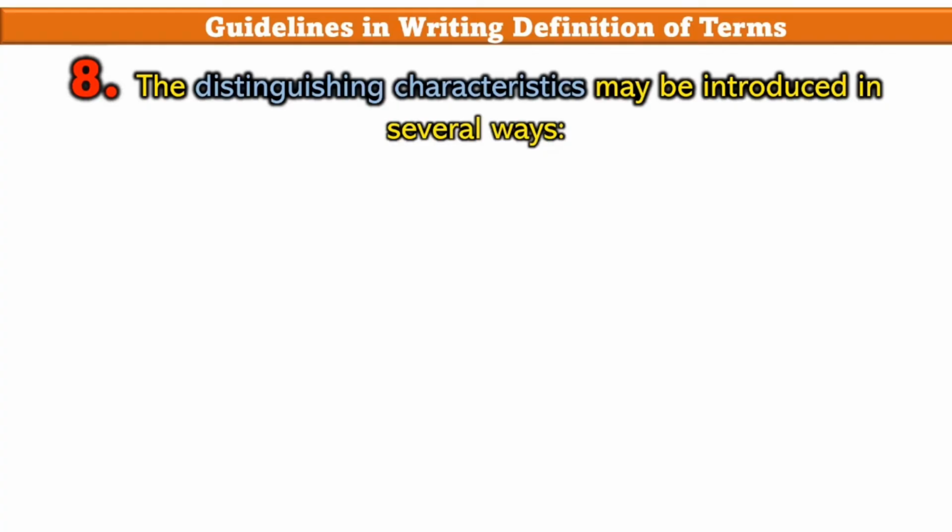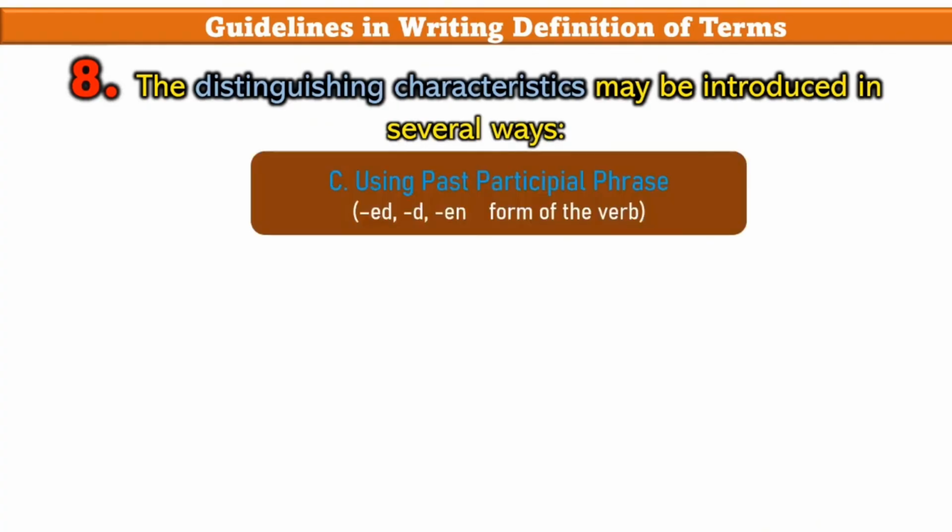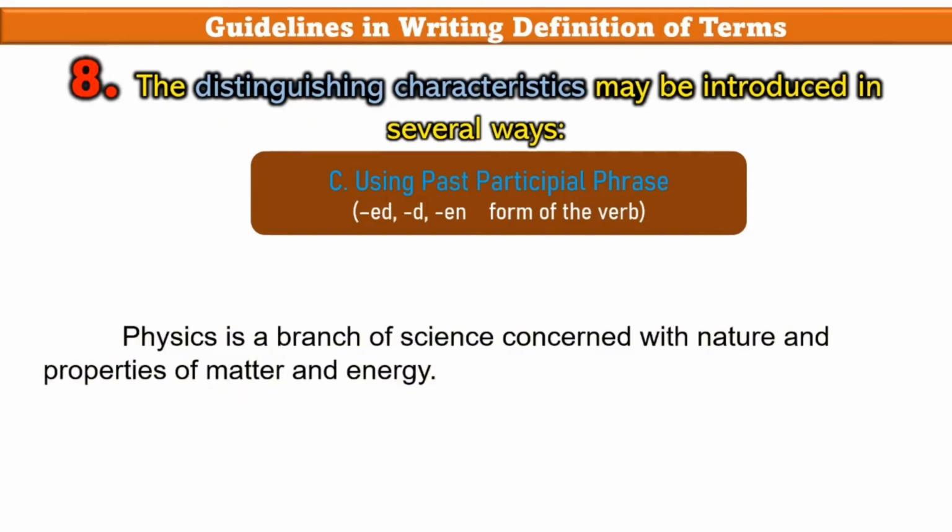We may also introduce the distinguishing characteristic using past participial phrase. Ang past participle naman ay yung verb form na may ed, d, or en sa dulo. Example: physics is a branch of science concerned with nature and properties of matter and energy. Ang first word naman sa distinguishing characteristic ay yung word na concerned, which is in past participle form.